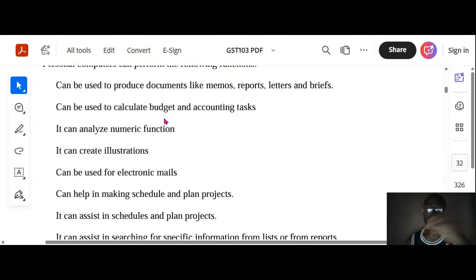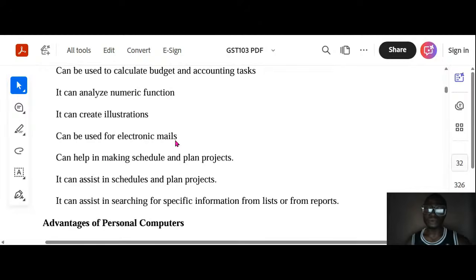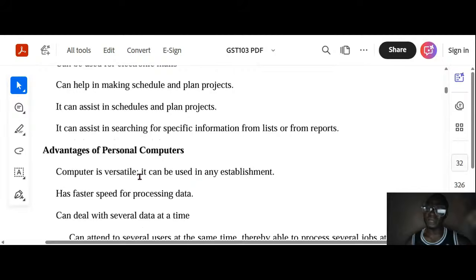They can be used to calculate budget and accounting tasks. They can analyze numerical functions. They can create illustrations. They can be used for electronic mails, your emails. They can help in making schedules and planning projects. Anything you think you are using your own personal computer, your laptop, to do, they all fall under this category.